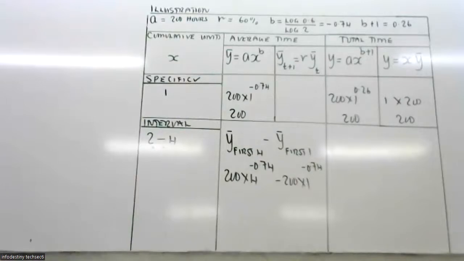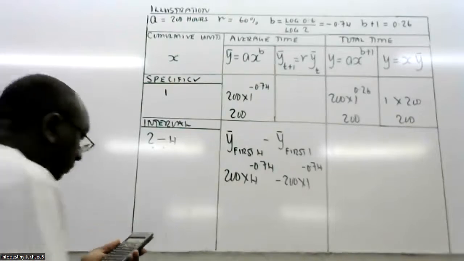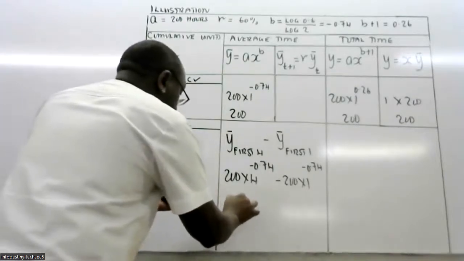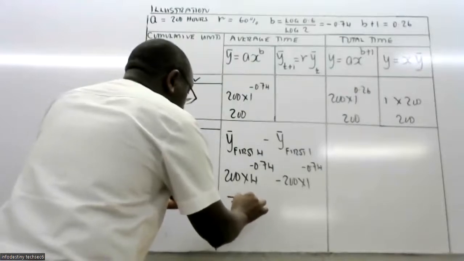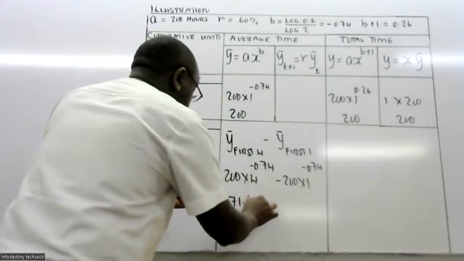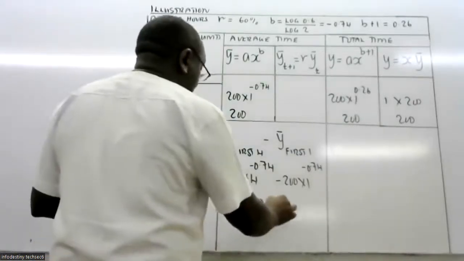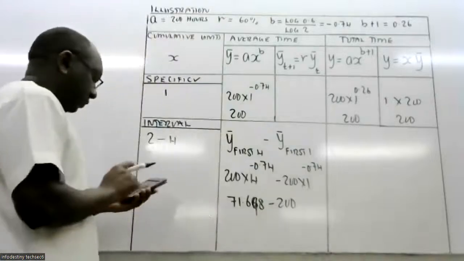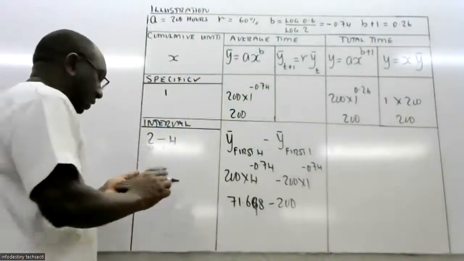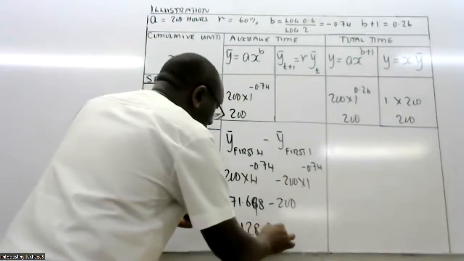So let's put it in the calculator. 4 raised power minus 0.74 times 200. This is 71.698 minus 200. So minus 200, it is negative 128.302.